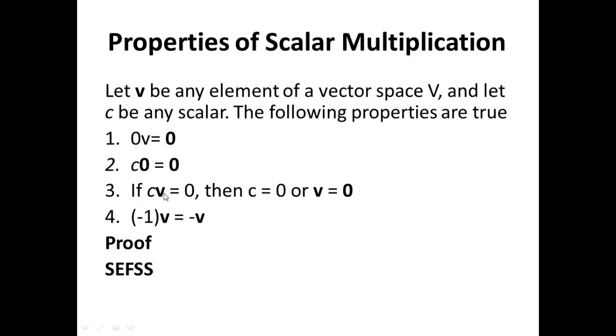Now, if c times v equals 0, where c is a scalar and v is a vector, and this 0 here is a vector, then we have that c equals 0 or v equals 0, i.e., either the scalar is 0 or the vector has to be 0. And negative 1, which is a scalar quantity, times v equals negative v. I would leave the proof of all 4 properties as simple exercises for serious students. You can ask me questions about this in class if you want to.